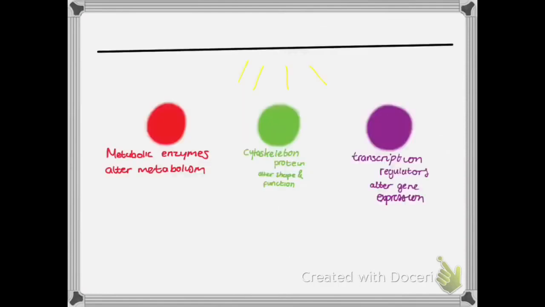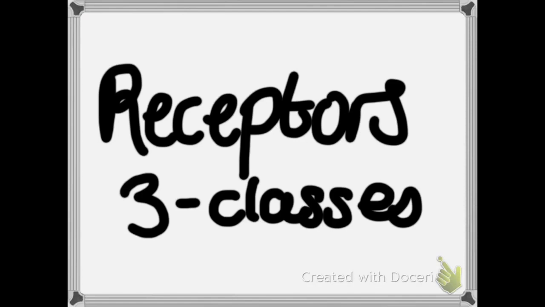I'll talk about three things that receptors can sort of trigger, and these are metabolic enzymes, which can obviously alter your metabolism. You've got cytoskeleton proteins, which alter the shape and function of cells, and you've got transcription regulators, which alter gene expression. And we'll talk about the three classes of receptors.